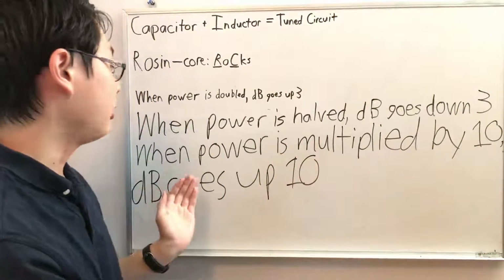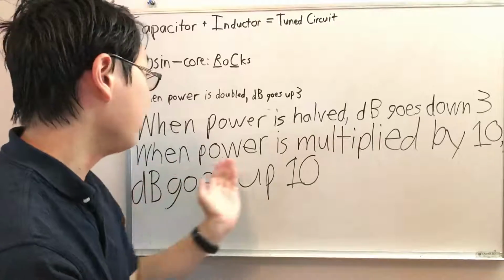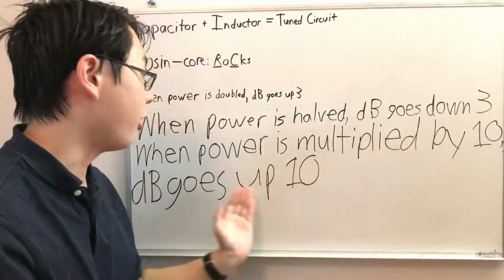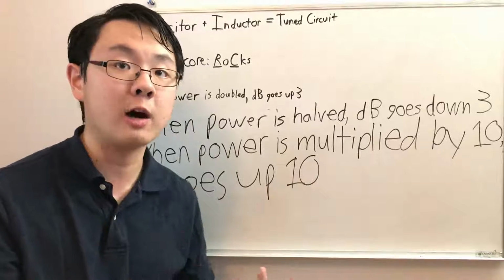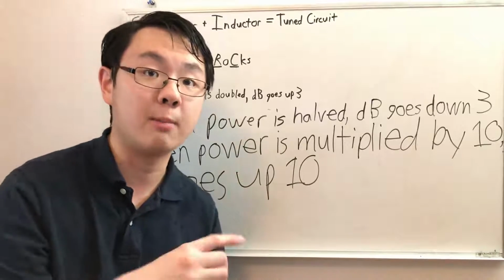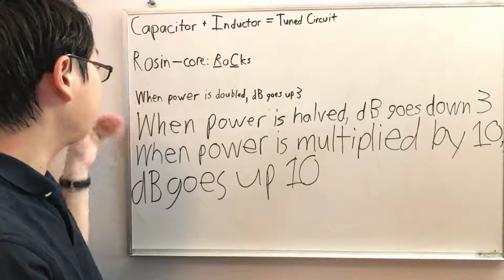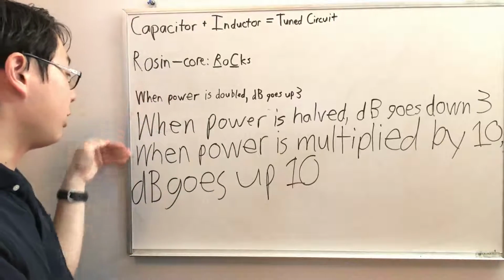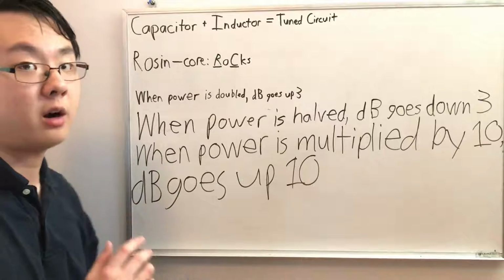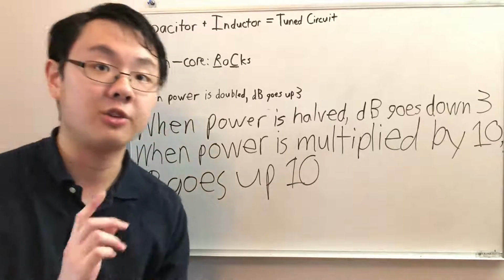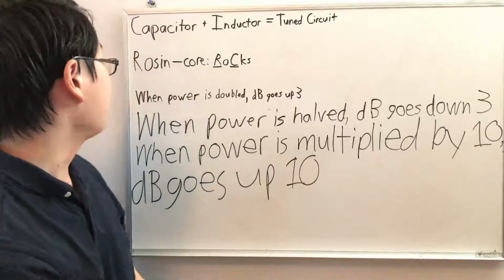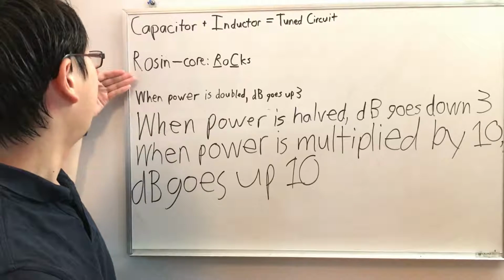Now, a 10 times increase, when power is multiplied by 10, the decibel also goes up by 10. So if you go from 20 watts to 200 watts, you add 10 more decibels. So decibels are kind of weird, as you can tell, but as long as you remember these 3 rules, which you can write in your notebook if you want, you'll be okay as far as the technician class exam is concerned. So now let's move on to solder.